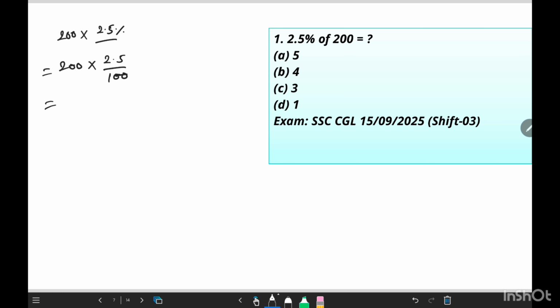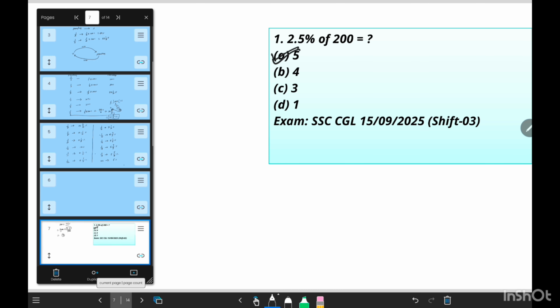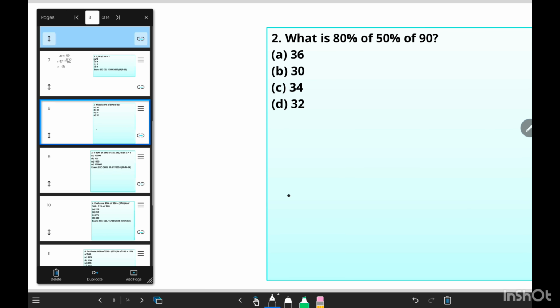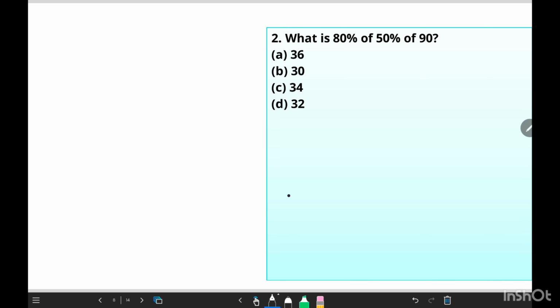So we can cancel these two zeros with this, and then 2.5 multiplied by 2 will be 5, right? And then option A becomes true. And the next question in the slide is this 2. This is also a very easy one, right? We can solve this.